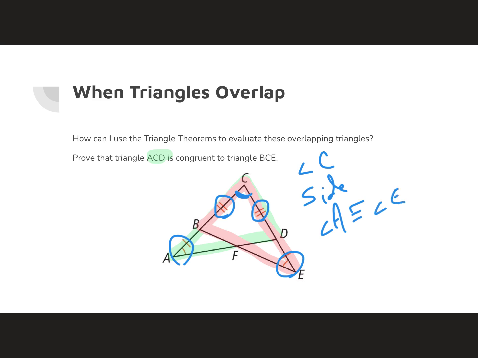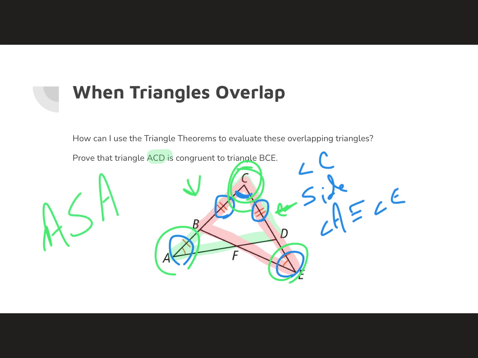Which theorem would tell me that these are congruent triangles? I see I have two angles and I have a side. You'll notice that the angles are on either side of my side. So my angles are here, and the side is in between. So this is angle, side, angle. That would prove that these were the same. Okay, so go ahead and do your work in class and see me if you have any questions.